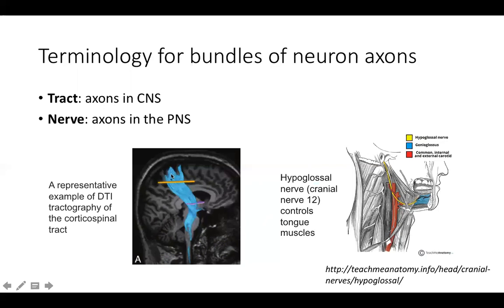And this is allowing us to look at axons that originate in the motor cortex and are sent down to the spinal cord. And this is called the corticospinal tract. We'll later discuss this in depth, but I want to give you an example of a set of axons that are in the central nervous system and what they may look like.